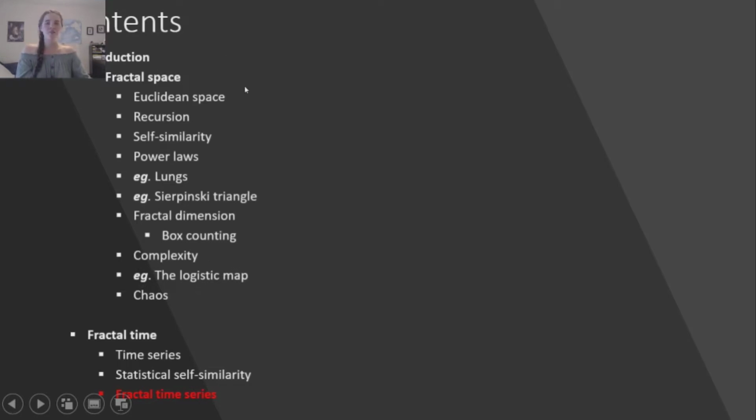And there's a few things like Euclidean space, recursion, self-similarity, power laws that we need to define in order to get a better grasp of what a fractal is. And fractal dimension especially, just as a heads up, is going to be super important when we talk about fractal market analysis, because the fractal dimension of a fractal is how we can quantify how much of a fractal it is. It's really important.